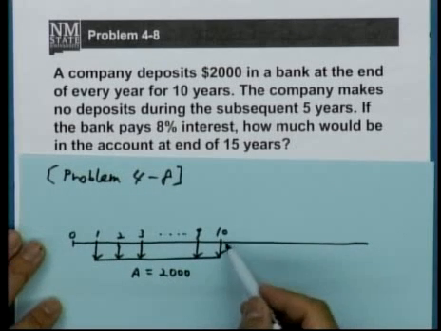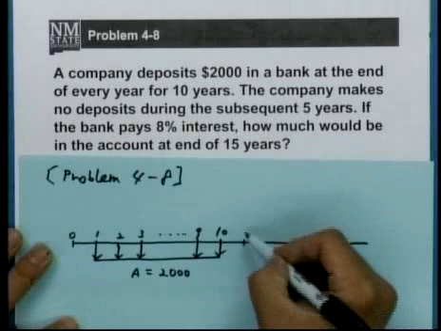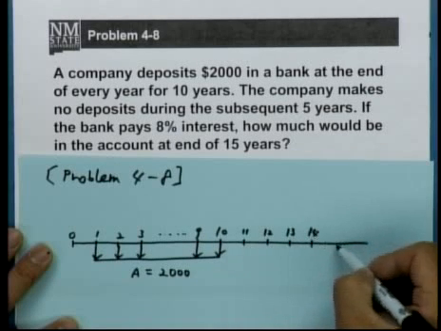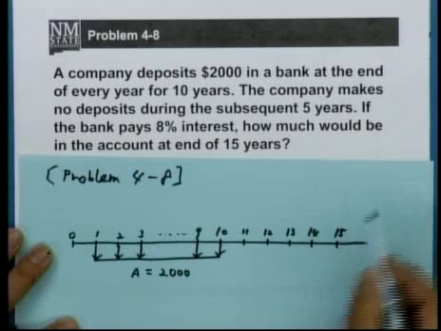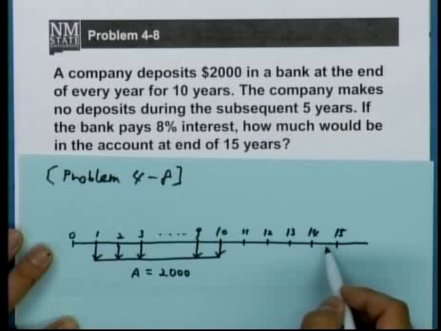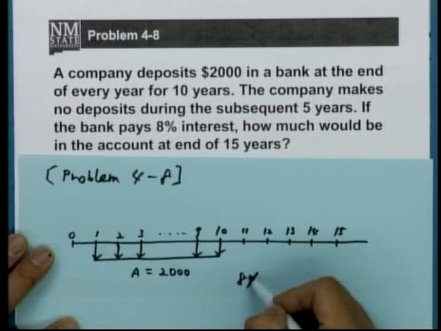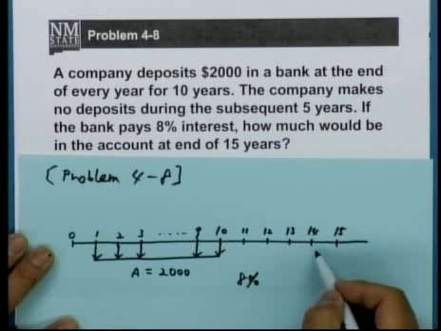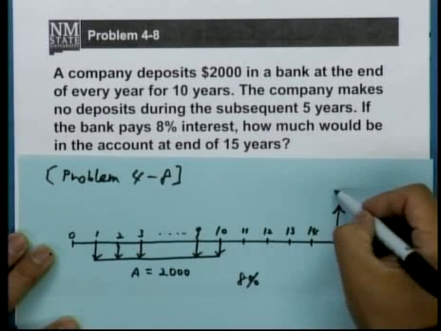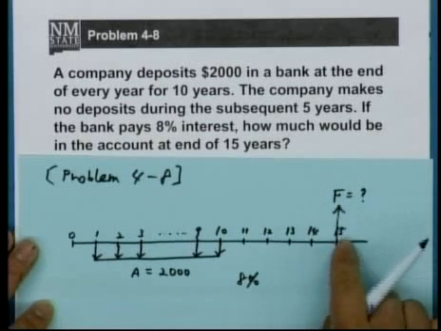And the company makes no deposit during the subsequent 5 years. So 11, 12, 13, 14, and 15. For the next 5 years, company makes no deposit. And if the bank pays 8% interest, how much would be in the account at the end of 15 years? So we want to know this future sum of F at the end of 15 years, right?